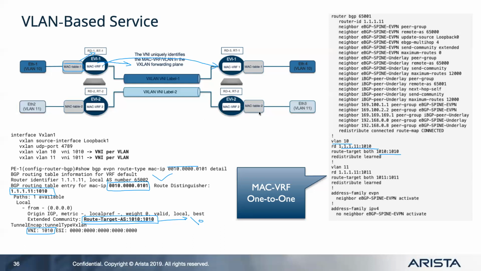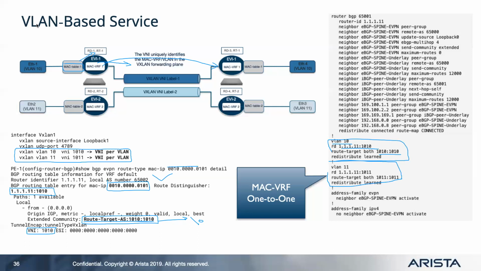Okay, so this is the different configuration. VLAN 10 is one MAC VRF, VLAN 11 is another MAC VRF, right? And then the VXLAN configuration, which we used to do, the VLAN to VNI mapping, and this is how the routes will be exchanged. Okay, any question?